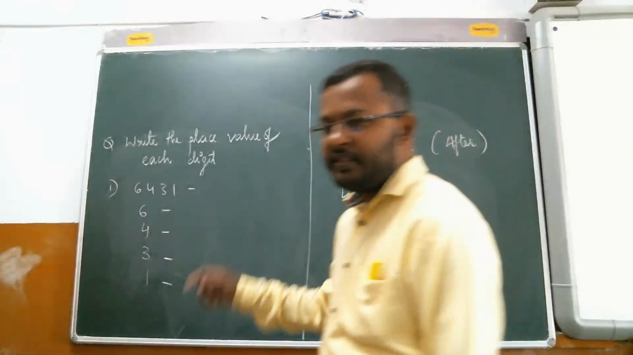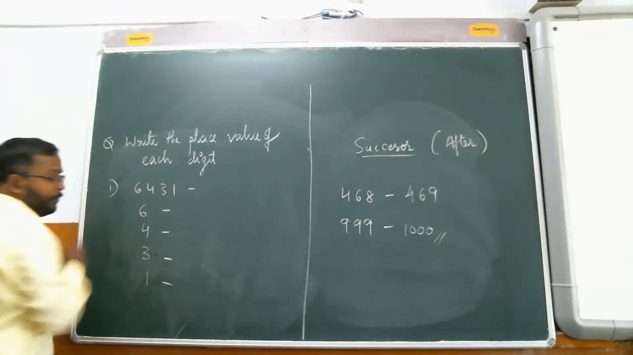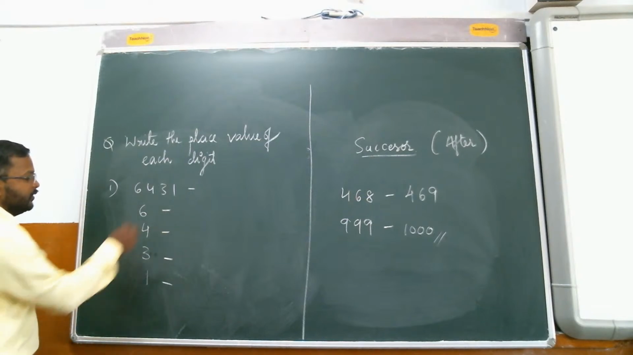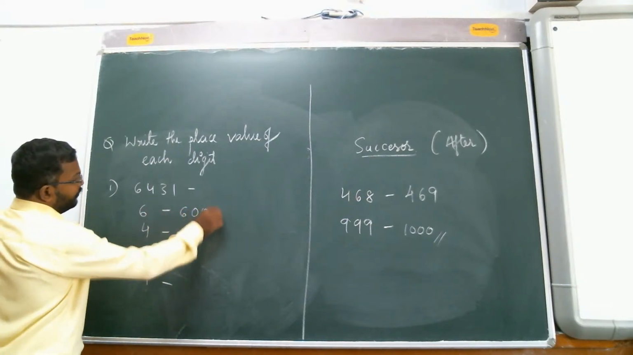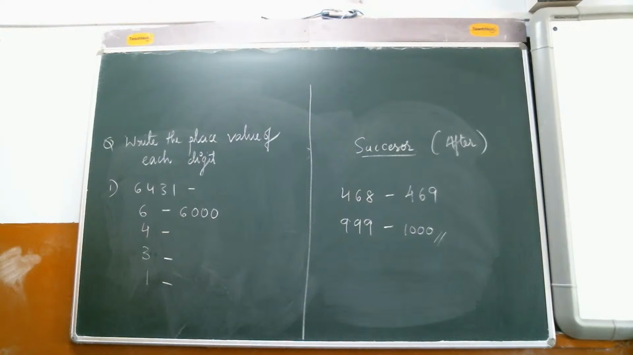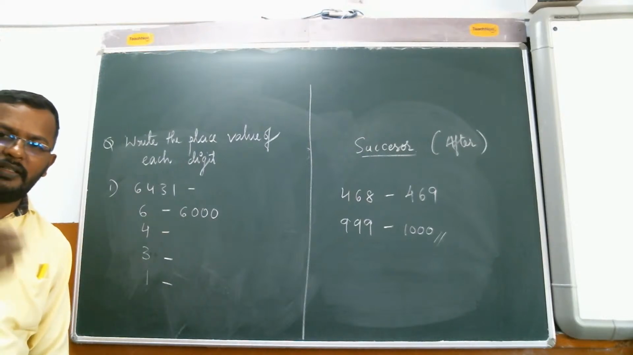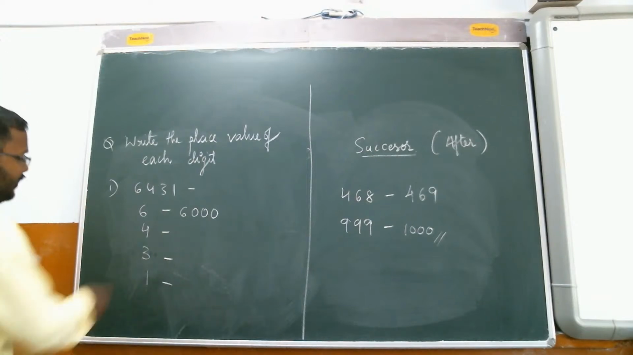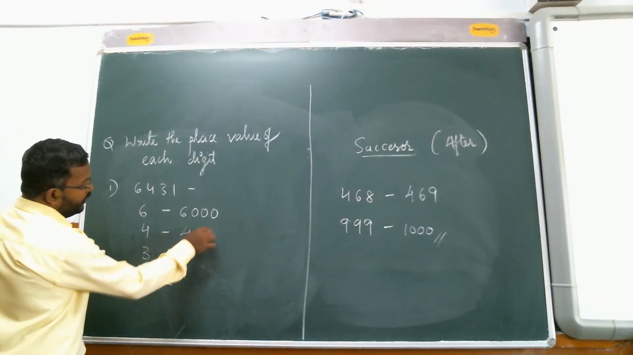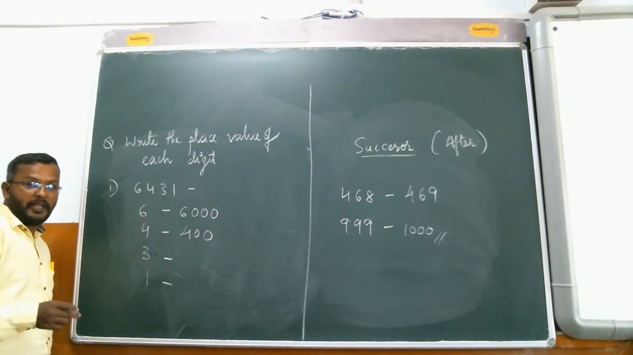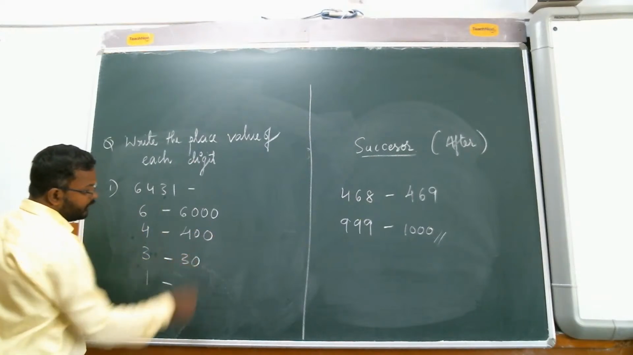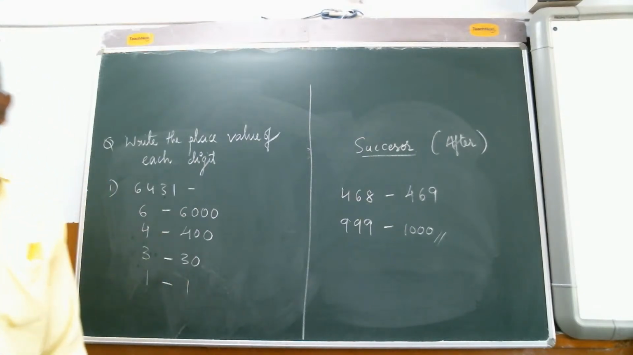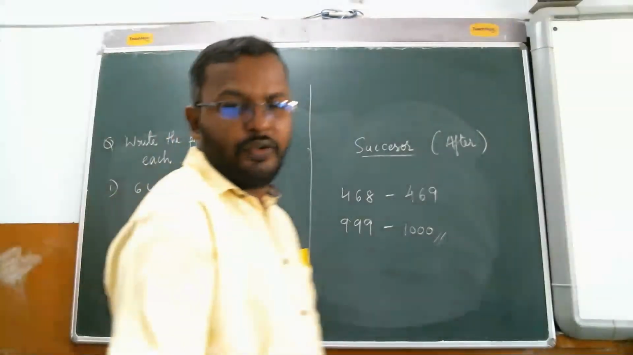So the first digit is 6. The place value of 6 is 6,000. It is 6,000, not 1,000. Don't write the digit itself. It is in which place? Okay, 6,000. And 4's place value is 400, and 3 is there in the tens place, then its place value will be 30. And 1 is there in the ones place. Its place value will be 1. Okay, so it is very easy.